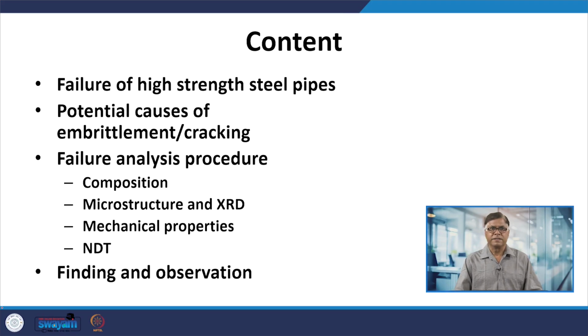As far as the potential causes are concerned, obviously the cracking is taking place during manufacturing, which means there is embrittlement or limited ductility of the material. The material may have quite good ductility, but in the course of manufacturing it can get embrittled due to multiple reasons. The failure analysis procedure followed included composition analysis, microstructure including XRD analysis, mechanical properties, and non-destructive testing of the steel plate used for fabrication of the pipes. So, the relevant findings and observations.